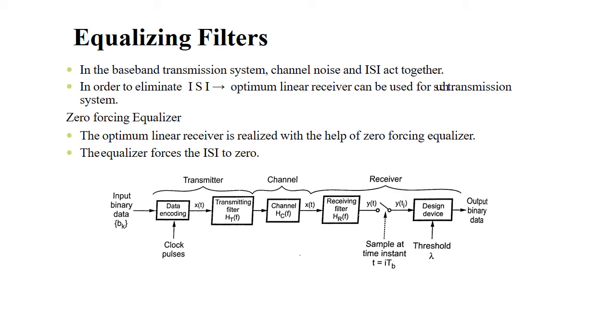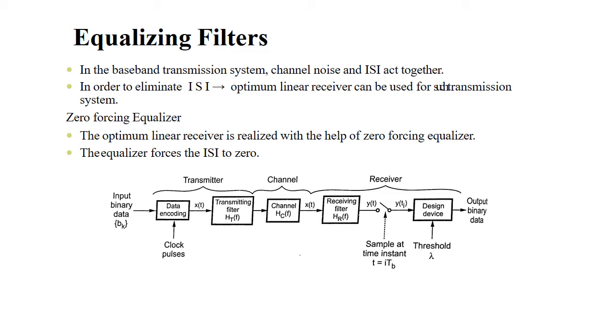Next one is equalizing filters. In the baseband transmission system, the channel noise and intersymbol interference are together. So the optimum linear receiver can be used for such a transmission system. The optimum linear receiver is realized with the help of the zero forcing equalizer. The equalizer forces the ISI to 0.